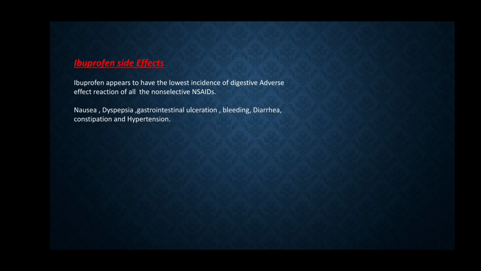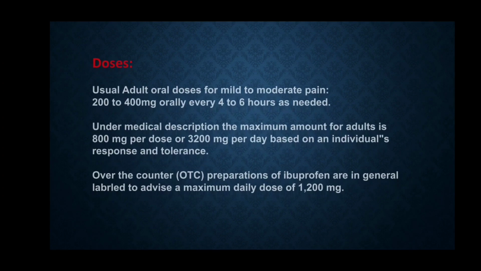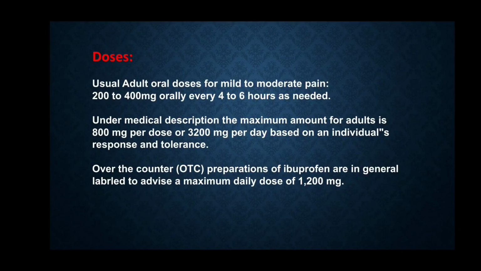Doses: usual adult oral doses for mild to moderate pain are 200 to 400 mg orally every 4 to 6 hours as needed. The maximum amount for adults is 800 mg per dose or 3200 mg per day, based on an individual's response and tolerance.